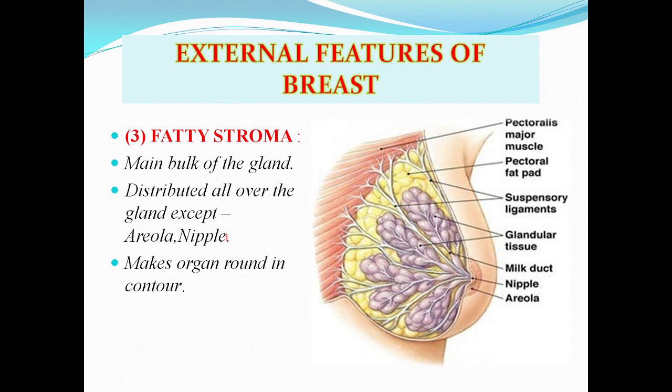The shape of the mammary gland will be decided by the amount of fat distributed all over the gland. Except at the areola and the nipple, the fat is absent, but in all the remaining areas the fat is located. This fat makes the organ contour, that is, its shape. In the introductory slide we studied hemispherical, conical and flattened shapes. All the shapes are decided by the amount of fatty stroma associated, to be remembered.